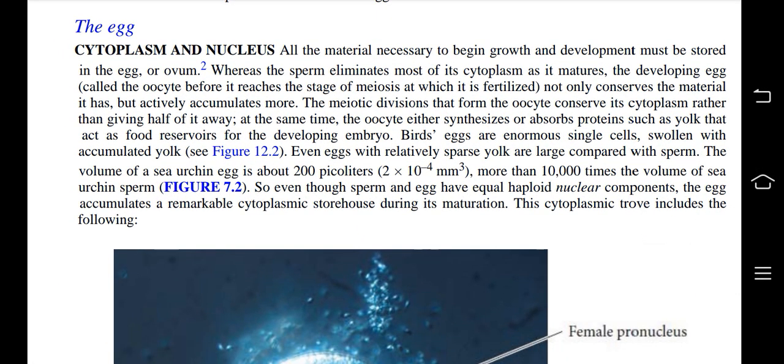An egg has cytoplasm and a nucleus. All the material necessary to begin growth and development must be stored in the egg, or ovum.